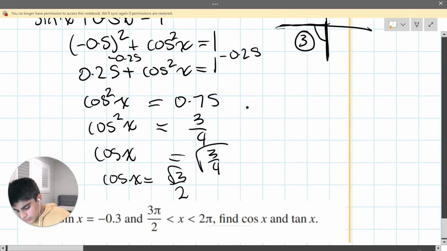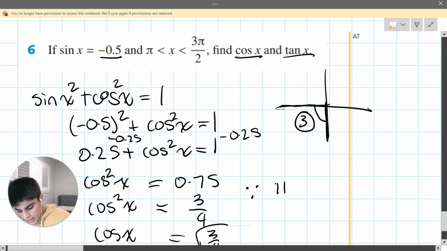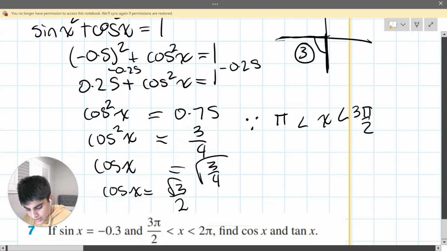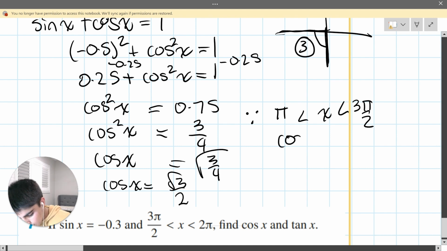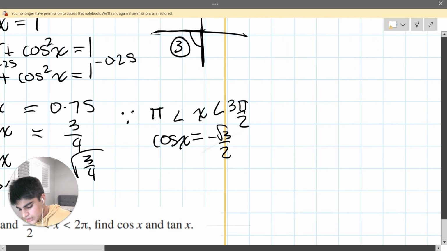Now, because this angle is in the third quadrant, we know that cosine is negative here. Because x is greater than pi and less than 3 pi on 2, we can say that this value of cosine is negative. So cosine x equals negative root 3 on 2.